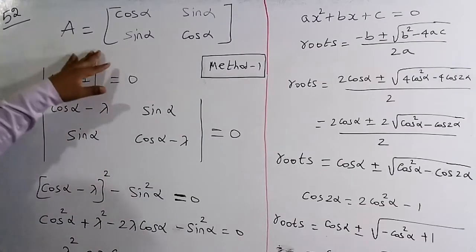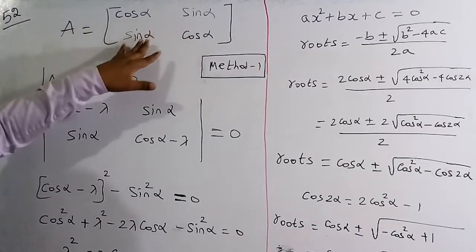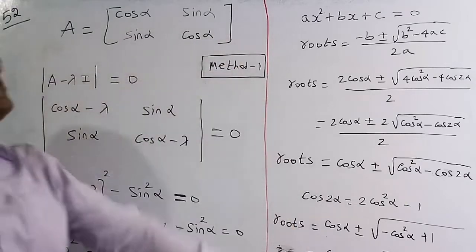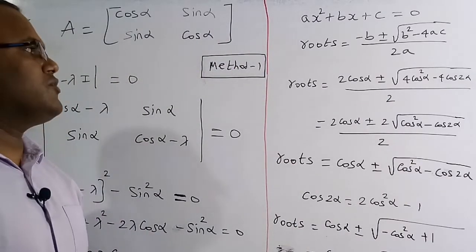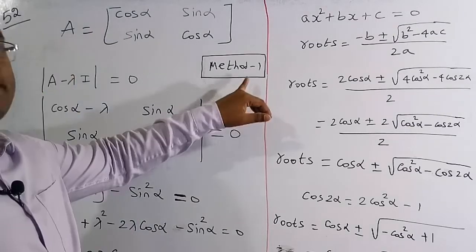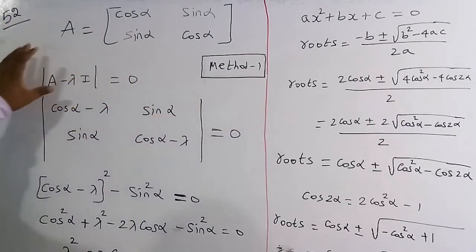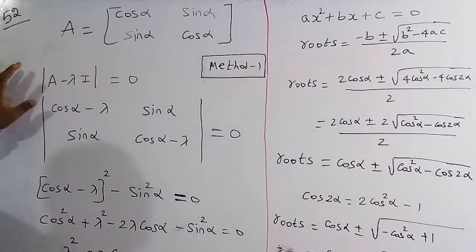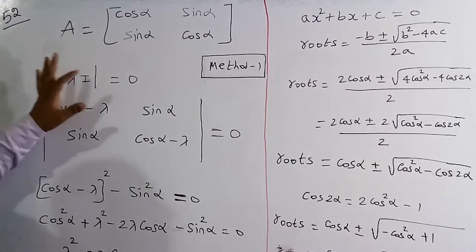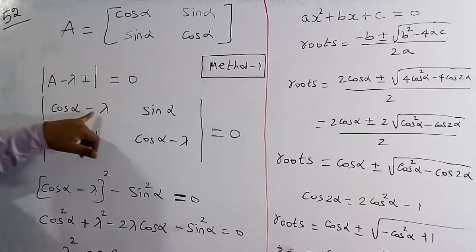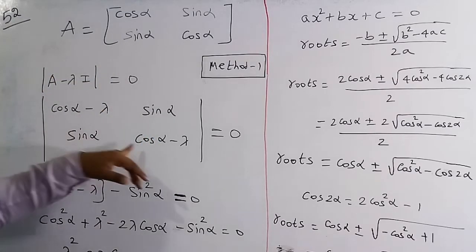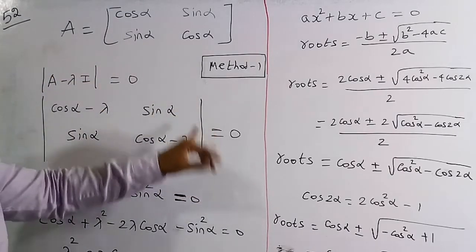In the question they have given a matrix here, which is cos alpha, sin alpha and cos alpha. For this matrix we have to find the eigenvalues. So basically now we are going to solve this question by two methods. The standard procedure method is, first we have to find the determinant of (A minus lambda I) is equal to 0. So if you do this calculation, we are going to get the determinant of cos alpha minus lambda, sin alpha, cos alpha minus lambda, is equal to 0.